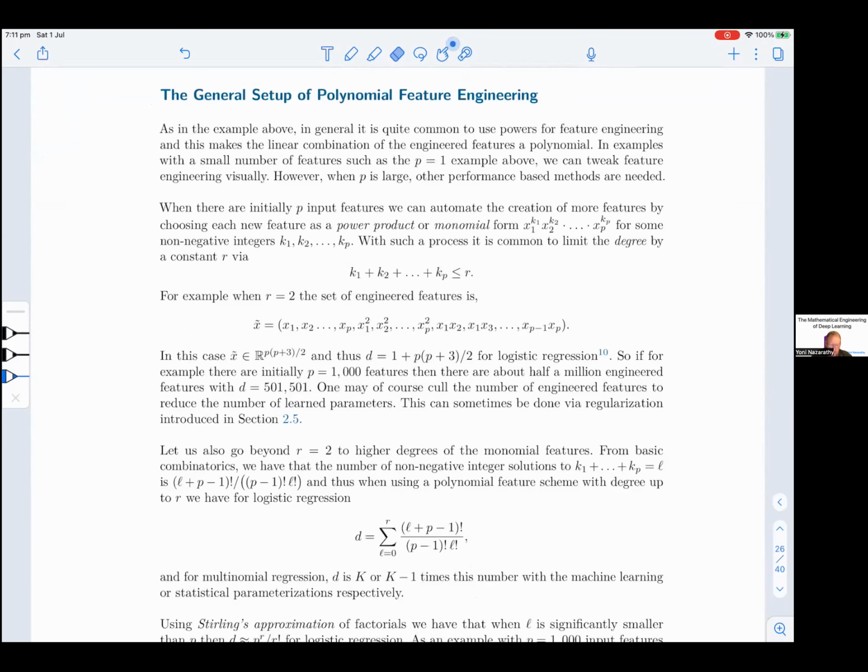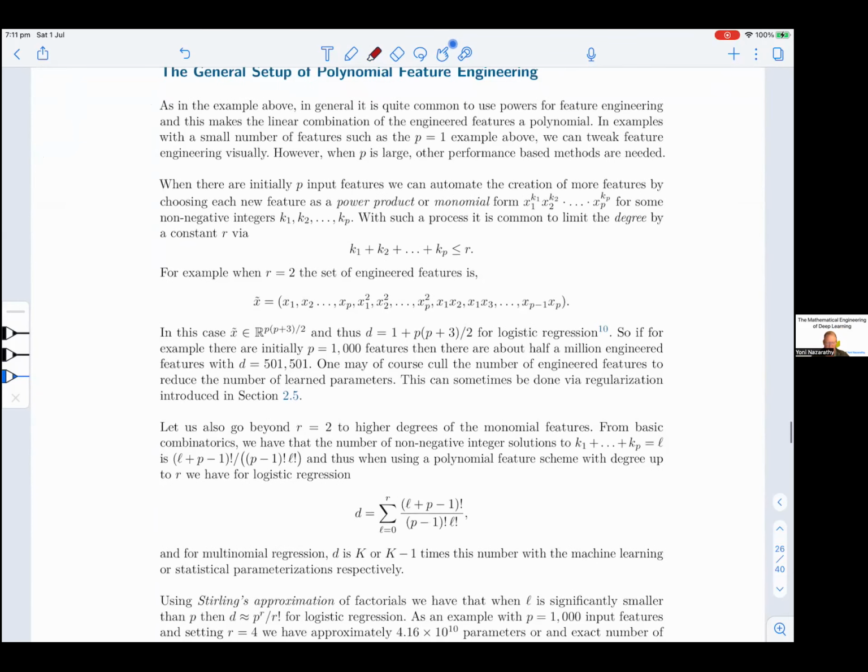As in the example above, in general, it is quite common to use powers for feature engineering. And this makes the linear combination of the engineered features a polynomial. In examples with a small number of features, such as p equals 1, where we had that above, we can tweak feature engineering visually. However, when p is large, other performance-based methods are needed.